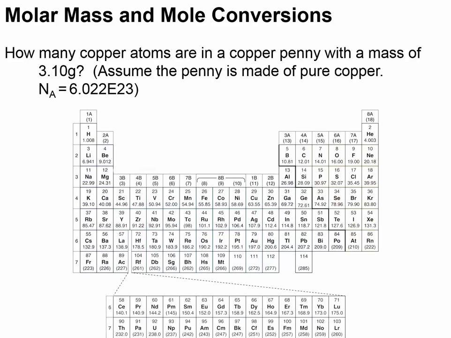Now in this problem video, we're going to determine how many copper atoms are in a copper penny with a mass of 3.10 grams. In this problem, we're going to assume something that isn't quite true. We're going to assume the penny is completely made out of copper, despite the fact that it actually has a zinc core. We're going to neglect that for today. Now, I've also provided Avogadro's number right here, 6.022 times 10 to the 23rd power.